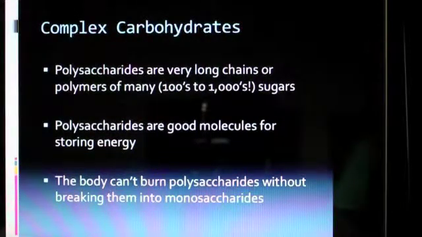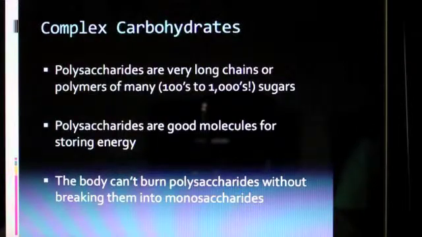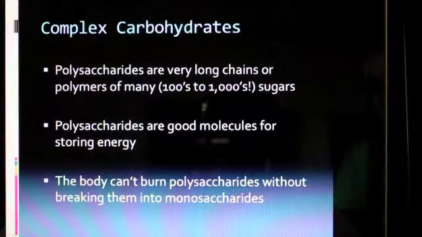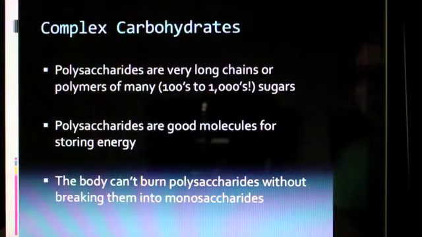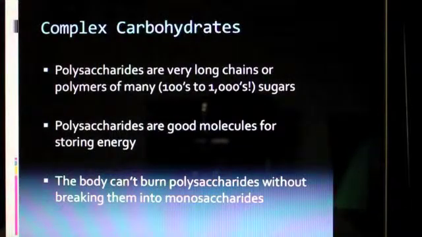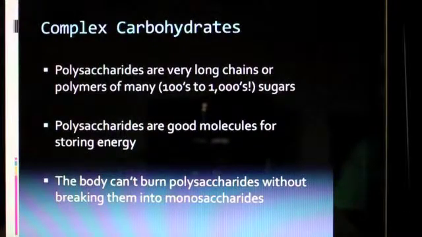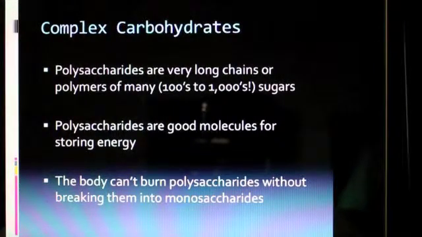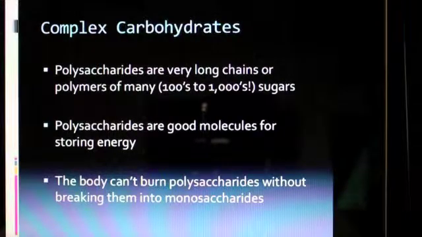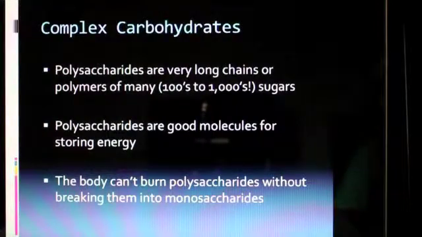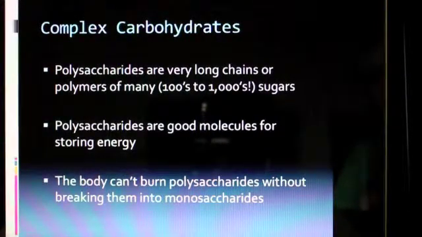You also have some very complex carbohydrates. Polysaccharides, which is what they're called, poly means many, are very long chains of polymers, and these can be hundreds to thousands of sugars. Polysaccharides are good molecules for storing energy. That way you can just break off one when you need it. It's like having a whole container of Spree all nice and bound together in a package. And your body can't burn polysaccharides without breaking them into monosaccharides. Just like you can't eat an entire thing of Spree in one mouthful. You break them off one at a time and eat them.